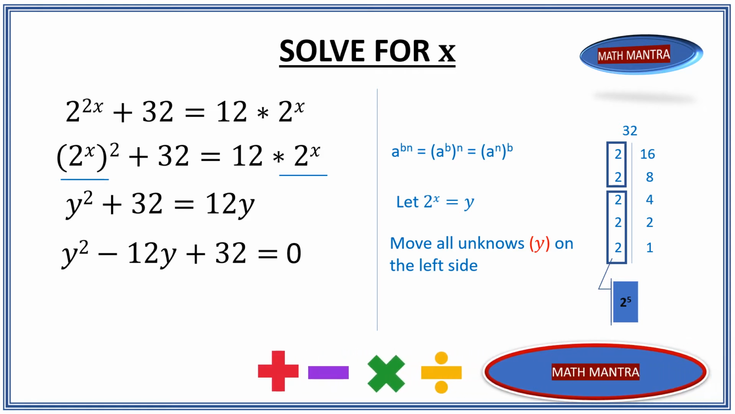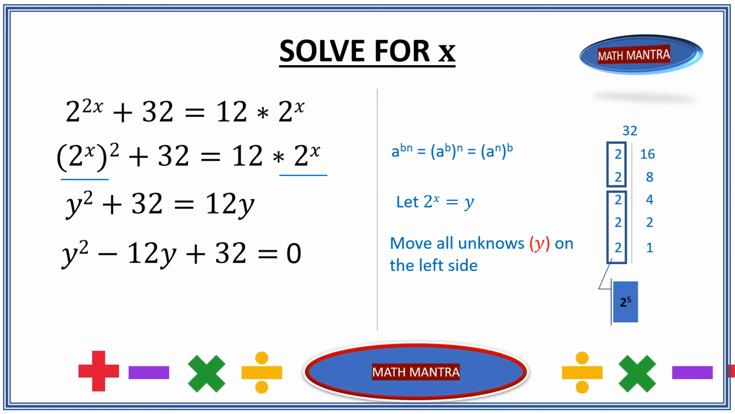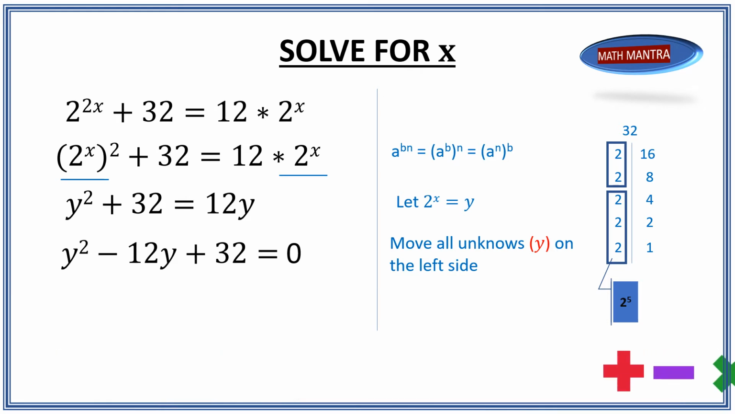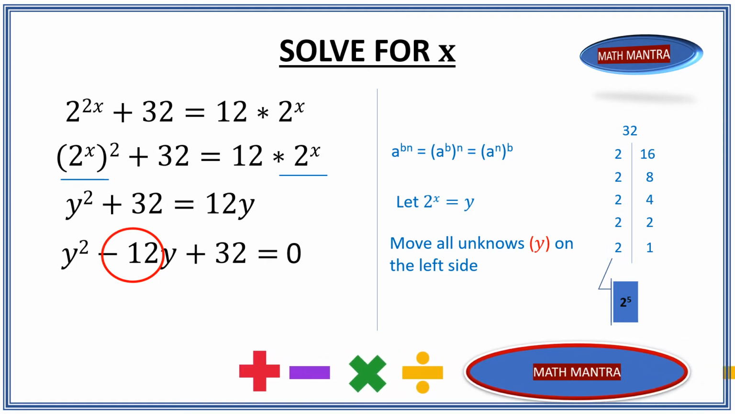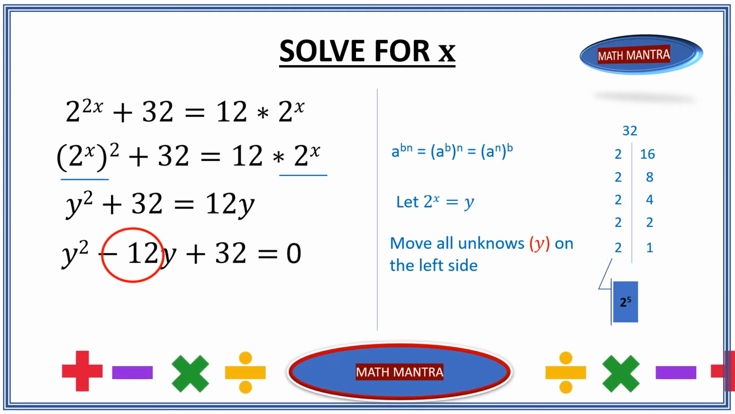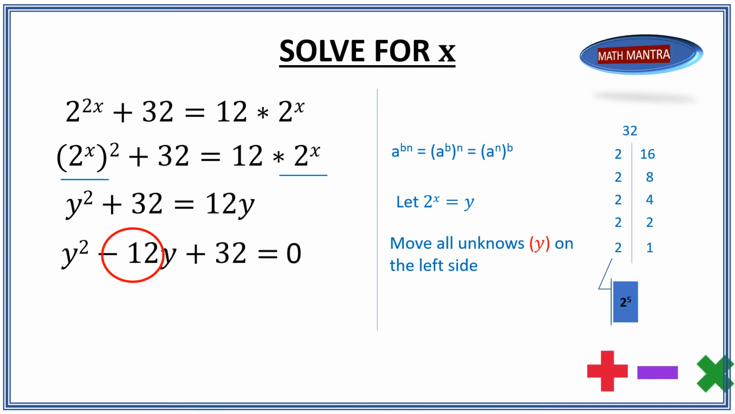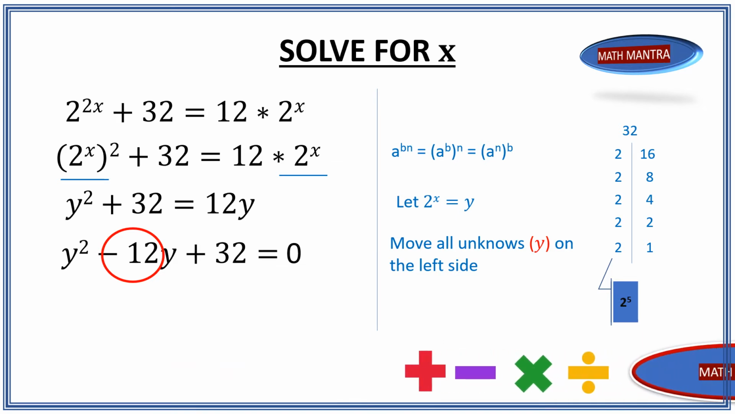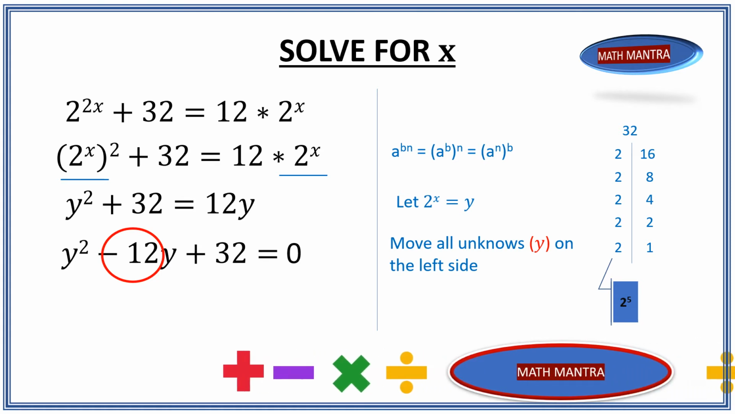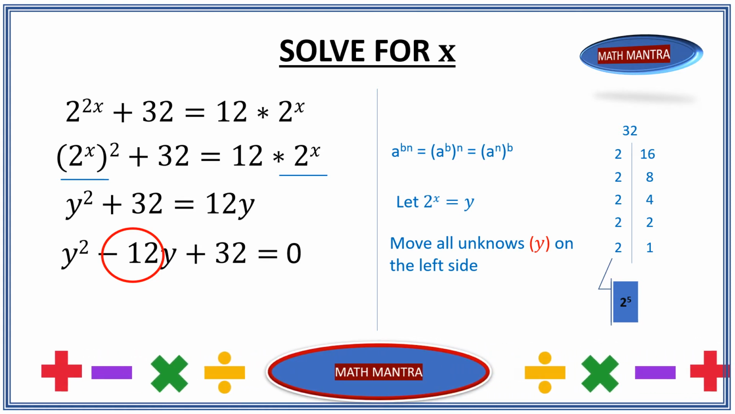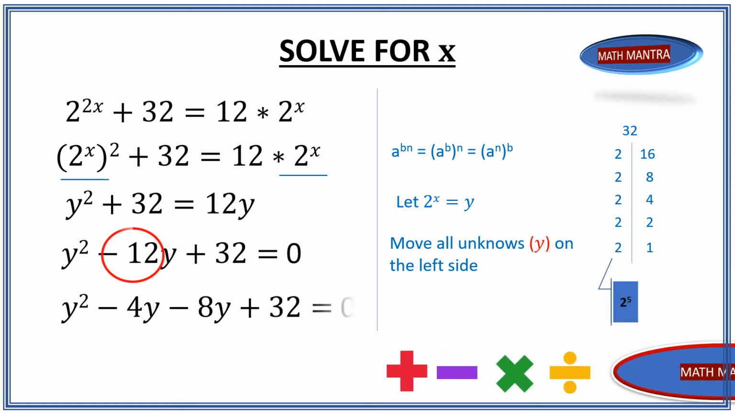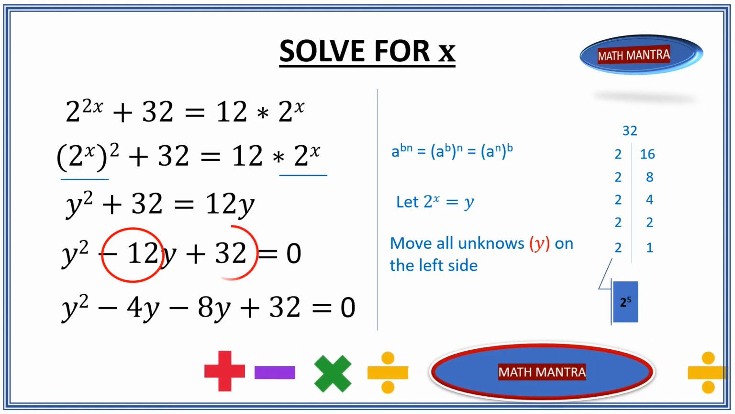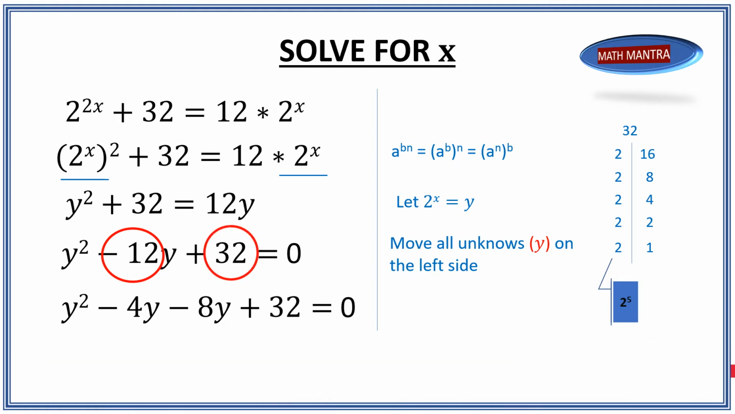So 2 times 2 is 4, and 2 times 2 times 2 is 8. So 8 plus 4 is 12. That works. So 8 times 4 is 32, and 8 plus 4 is 12. So let's rearrange this 12y into two pieces as 4y and 8y. Now don't forget the entire sign is negative, so we need to change it to negative 4y and negative 8y. The addition of those two remains negative 12y, and the multiplication of negative 8 and negative 4 is positive 32, right? So y square minus 4y minus 8y plus 32 is equal to 0.